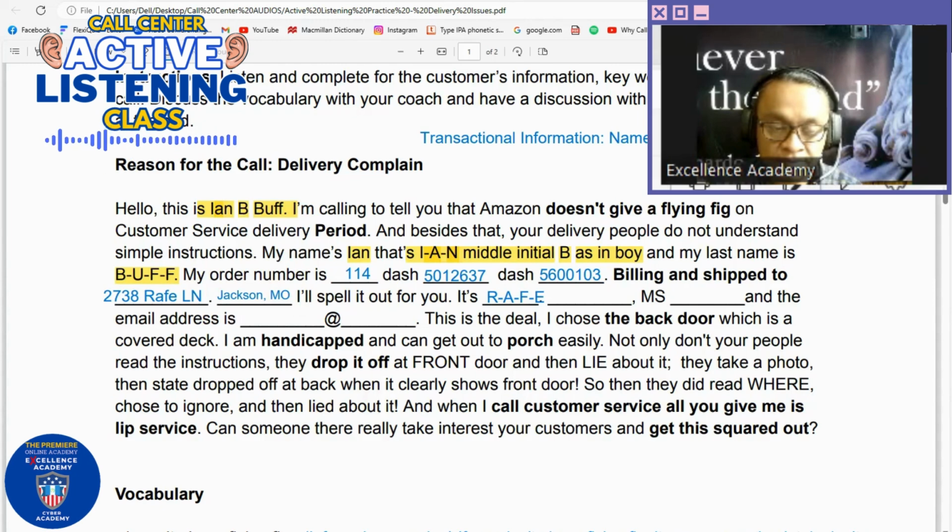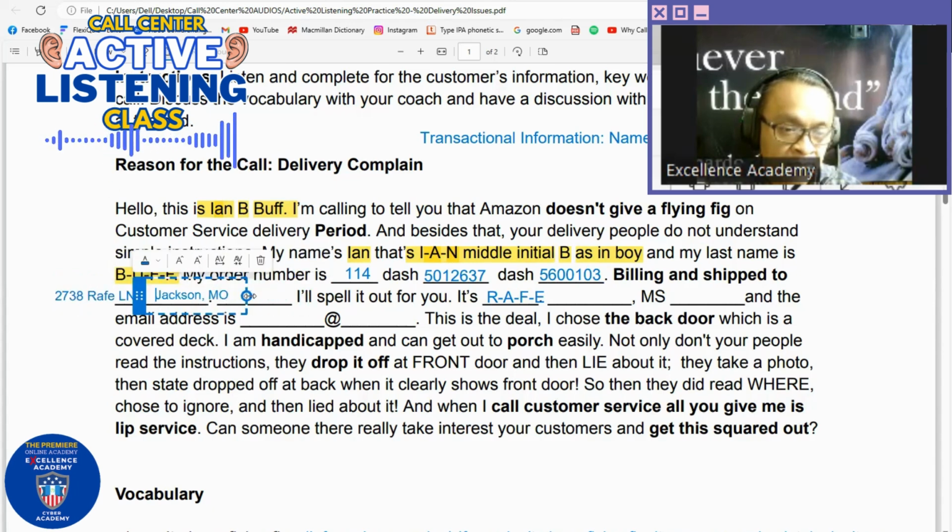600103. Billing and shipped to 2738 Rafe Lane, Jacksonville, Missouri, 39201. Thank you for that information, sir. I do appreciate that. Let me go ahead and put that zip code in my system. So the zip code is gonna be 39201. Okay, sir. Thank you.